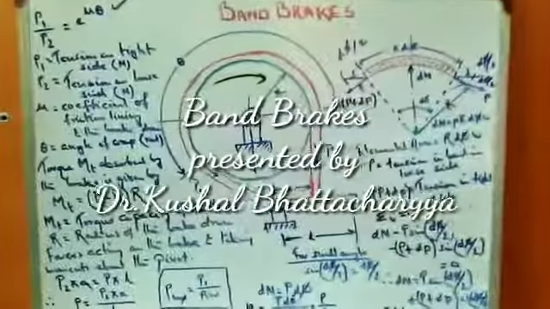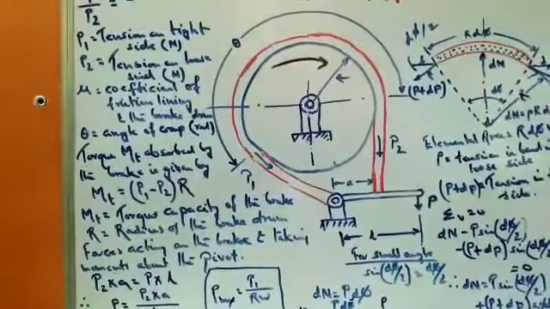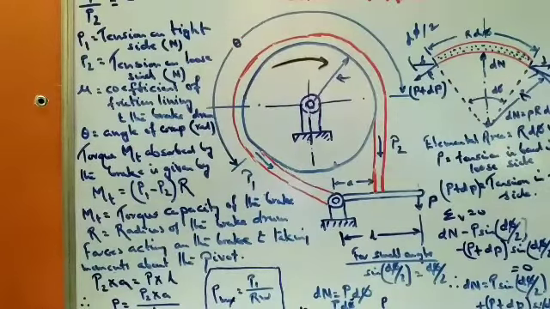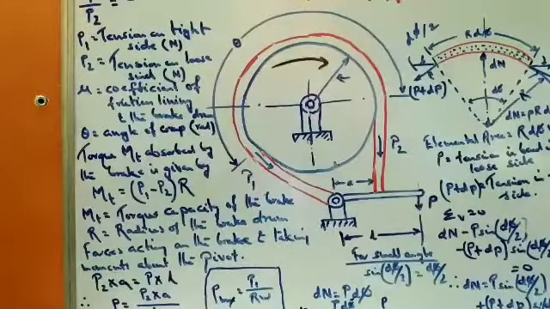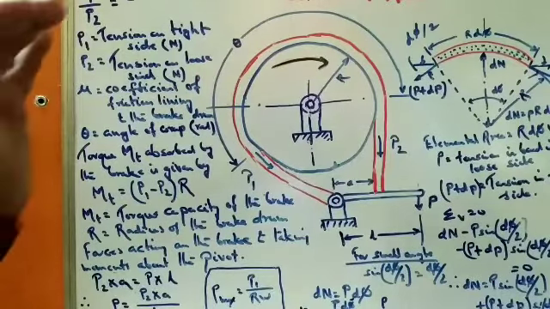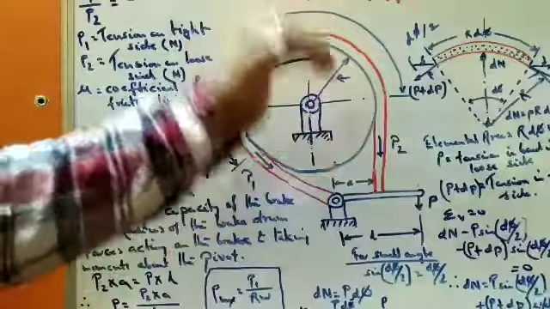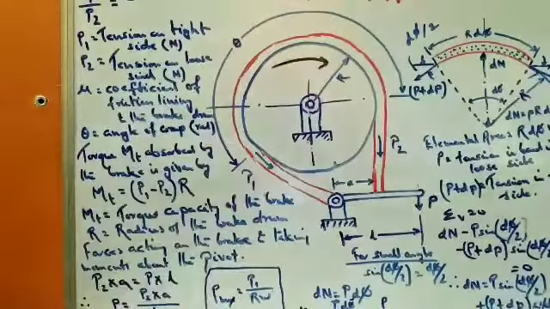Now, the band brake basically consists of a flexible steel strip, shown in red color, and it is mounted over a rotating brake drum. The flexible steel strip consists of a friction lining, and it presses the rotating drum and holds it tight so that the movement will not take place.